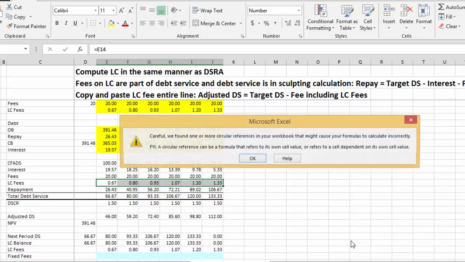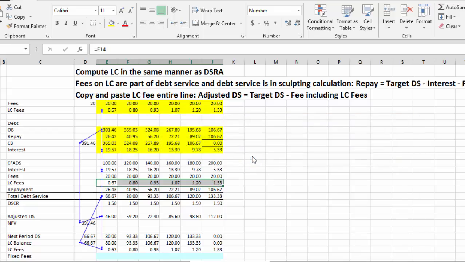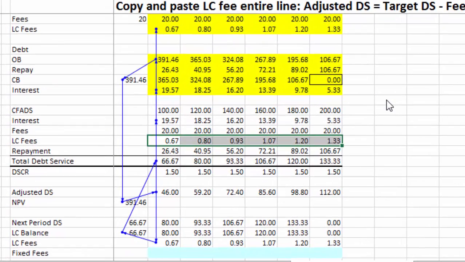I was just in the class. And we have a circular reference. And let's try to understand. Oh, this is a bad one. The LC fee drives the balance, it drives the rate and all that.